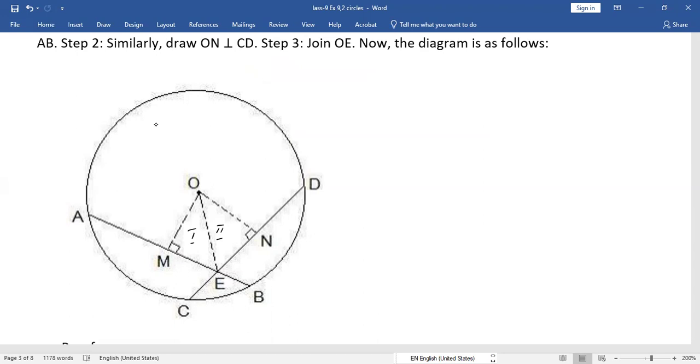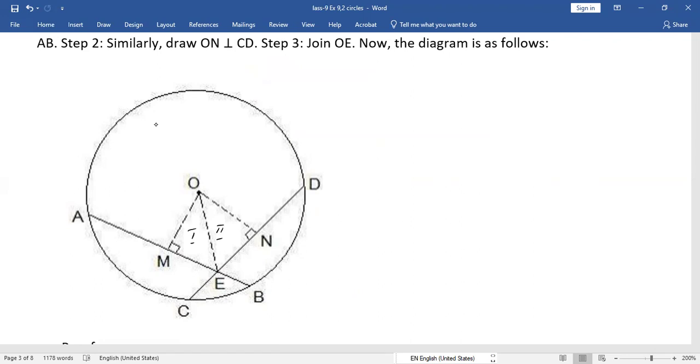We got it, RHS congruency. OE is equal to OE, OM is equal to ON, RHS congruency. So from that congruency, what can we prove? Prove that the segments of one chord are equal to the corresponding segments of the other.